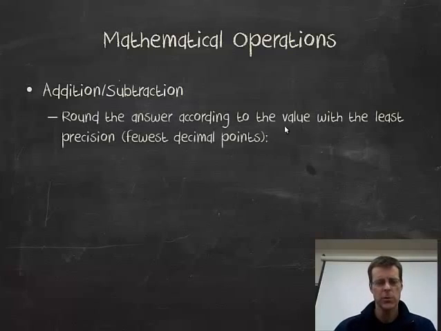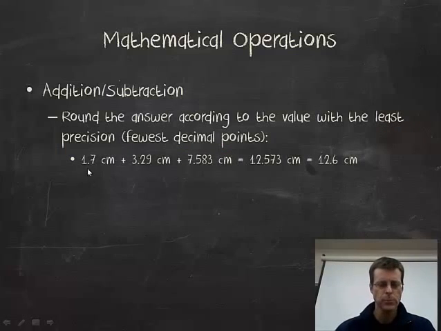For addition, subtraction, we are going to round our answer according to the value with the least amount of precision, which is a fancy way of saying fewest decimal points. So if we look at an example, I could look at this and say 2 significant digits, 3 significant digits, 4 significant digits. Well, what do I do with this? What I want to do, though, is look for the fewest number of decimal places. So 1 decimal place, 2 decimal places, 3 decimal places. And then my final answer is going to be controlled by the one that has the fewest. So I round my answer off to 1 decimal place.